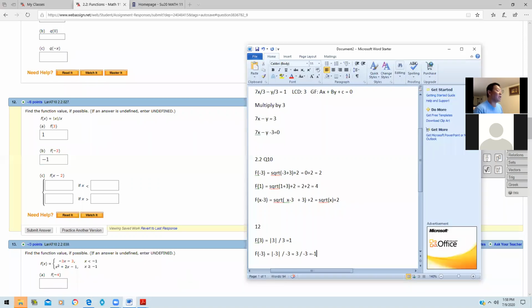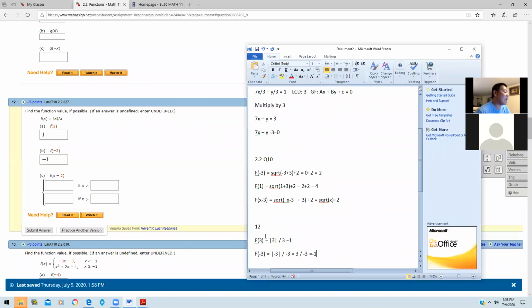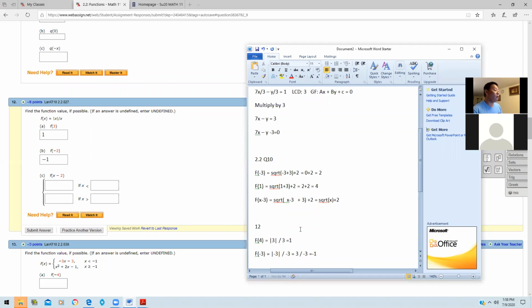Now, as you guys know, if I put any positive number here, like 4, you will still end up with 1. But if I put a negative number like negative 4, you will end up with negative 1. So your answer in this case is always either a positive 1 or a negative 1. So the next question we have is x minus 2.